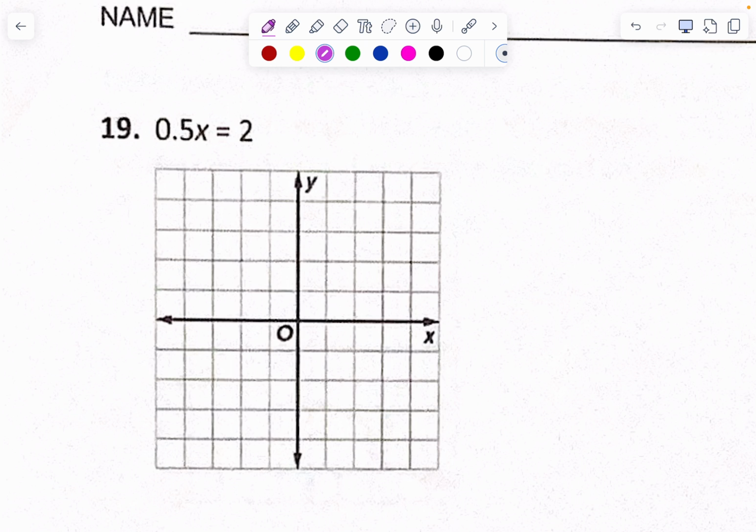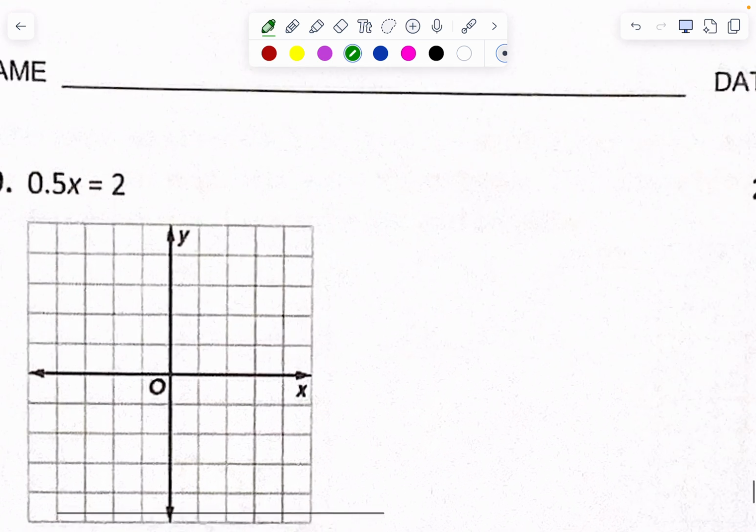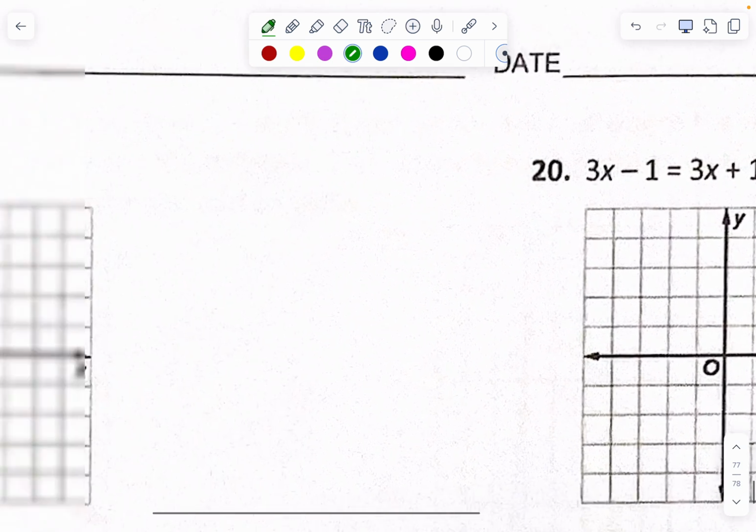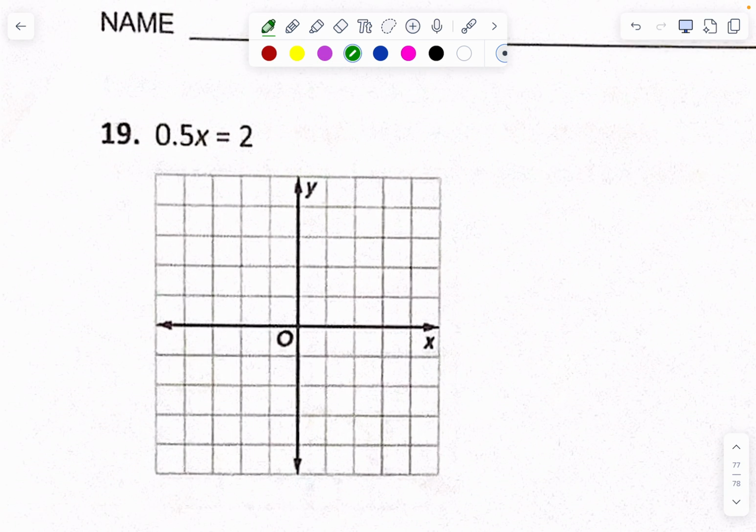Do you start at 2 and then you go? Okay, so here's what I want to do. I want to move this 0.5x onto this side. So if I subtract 0.5x from both sides, what will be left on the left side? 0 equals negative 0.5x plus 2, right?